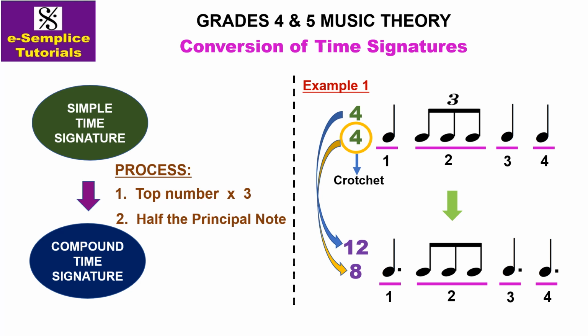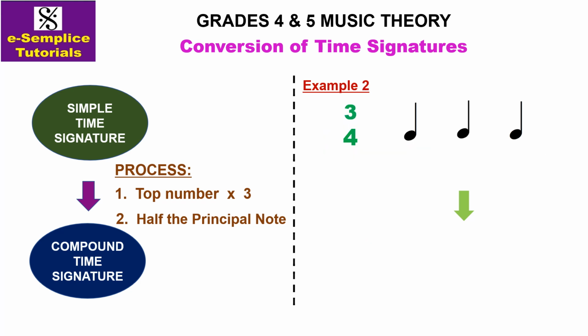So when you convert a simple time signature to a compound time signature, the number of main beats per bar should be the same, as in quadruple, quadruple. If it is a duple, the other one should also be a duple. The main beats per bar remains the same, but the time signature changes from simple to compound. Let's take more examples for understanding.